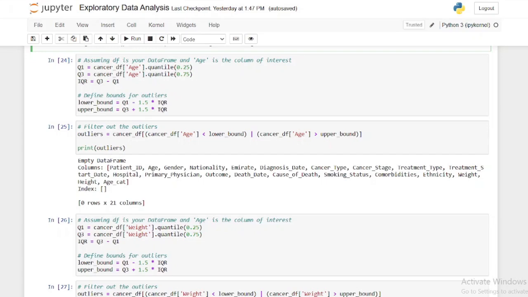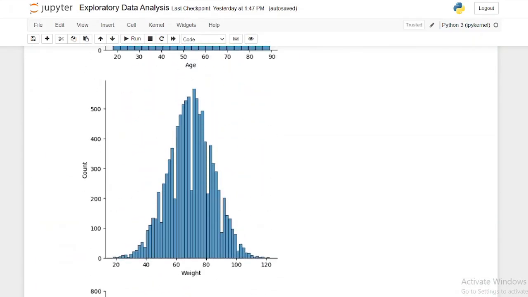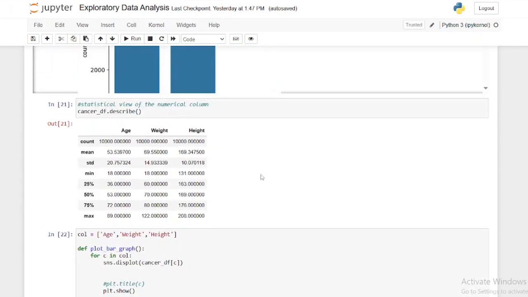Remember that when we checked our age column, the lowest age, let me scroll this a bit up, the lowest age value was 18 years, and this value is not extremely low, right? While the highest was 89. So you can see these values are within range.